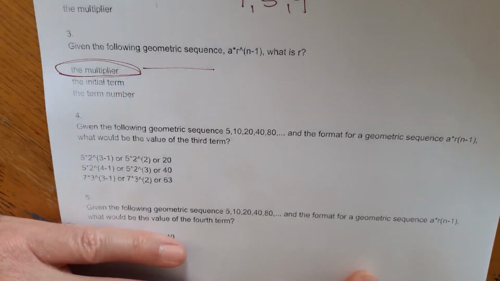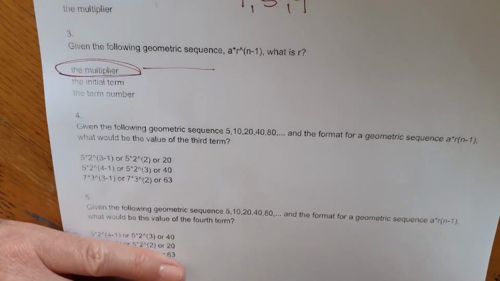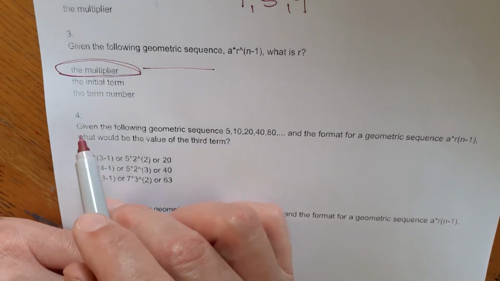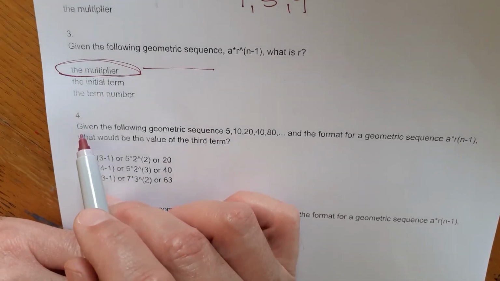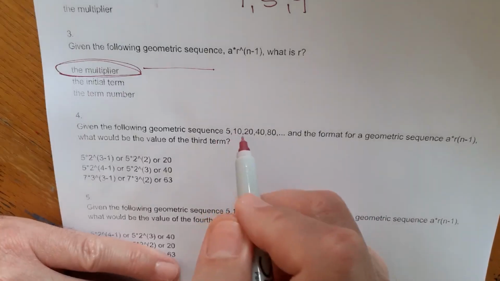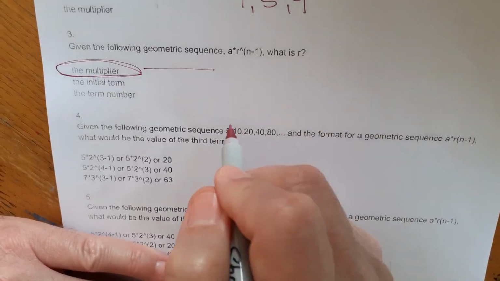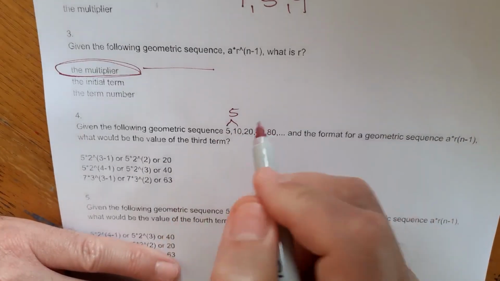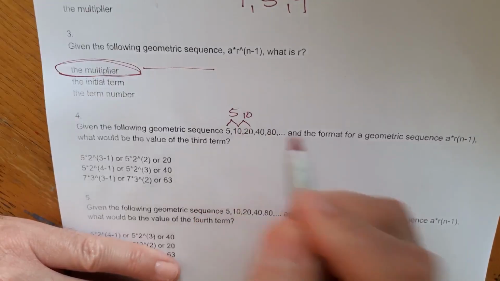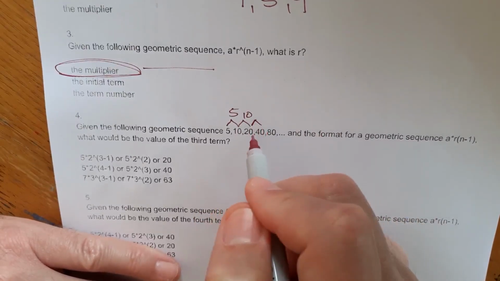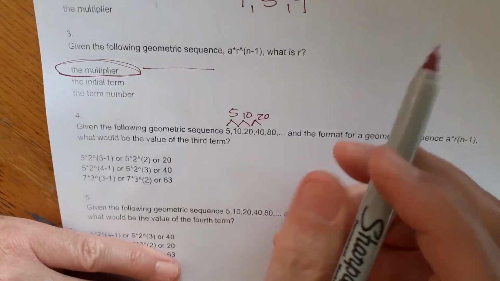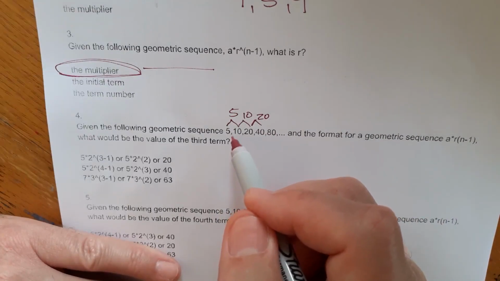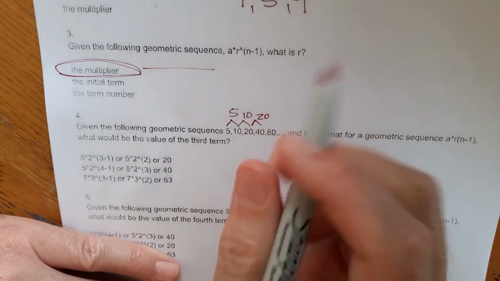In this case, we're talking about constant rate of change, which we've mentioned in the notes, and now a couple of times throughout the lesson. So given the following geometric sequence, 5, 10, 20, 40, 80, what's happening here? This is going up by 5. This is going up by 10. This is going up by 20. It looks like this is being multiplied by 2.